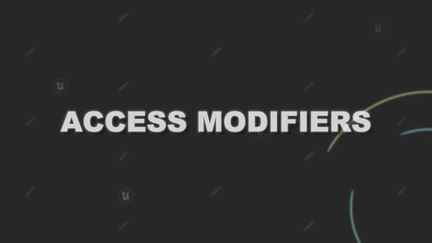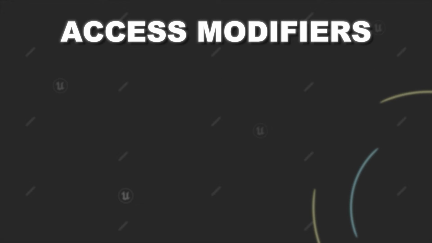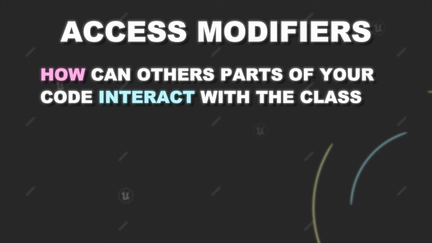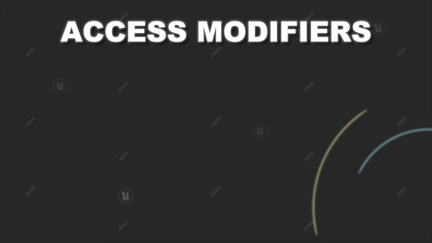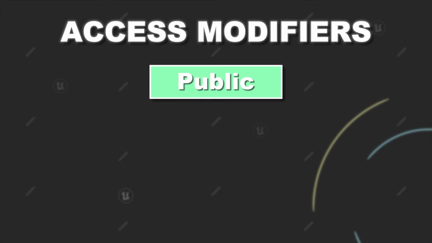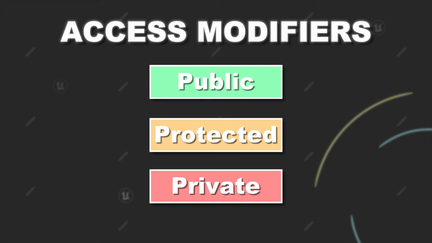I feel like I'm saying this all the time, but today we have another important topic. Today's topic is access modifiers that you probably already have seen without knowing it. Access modifiers can be used inside a class to define how other parts of your code can interact with variables or methods of this class. Possible access modifiers are public, protected, and private.